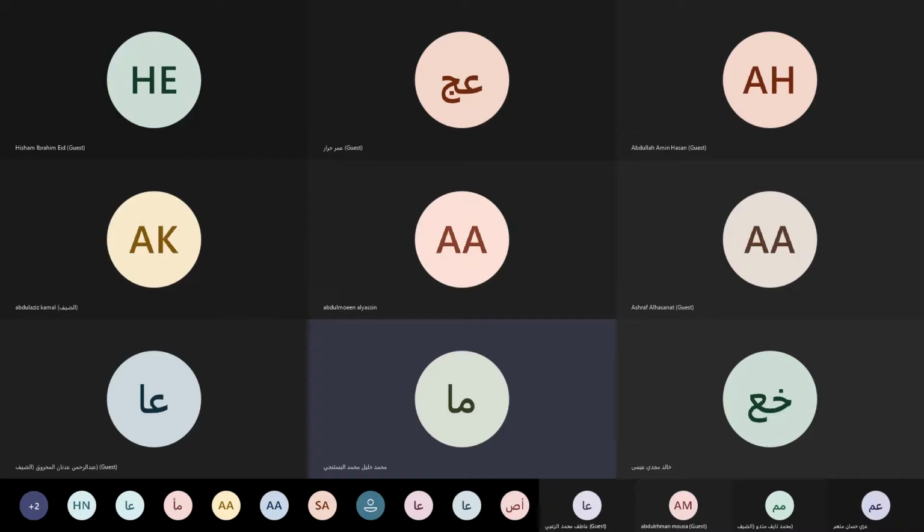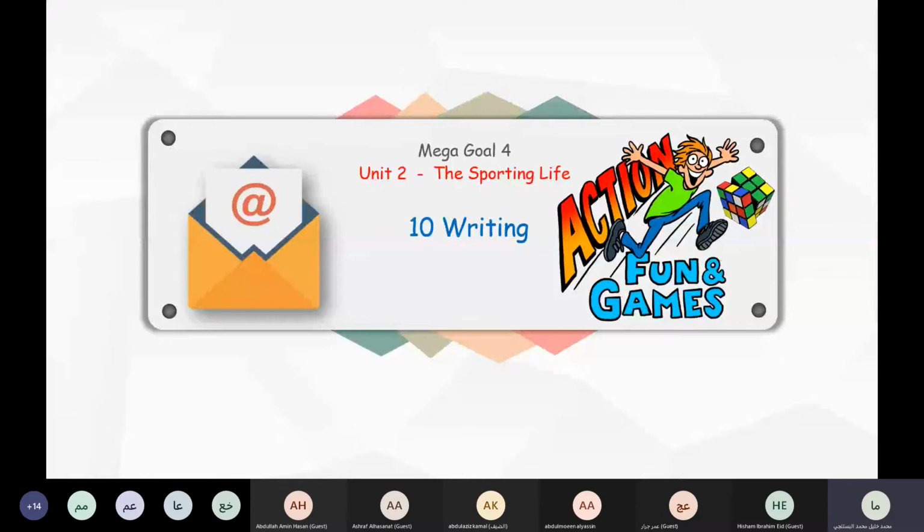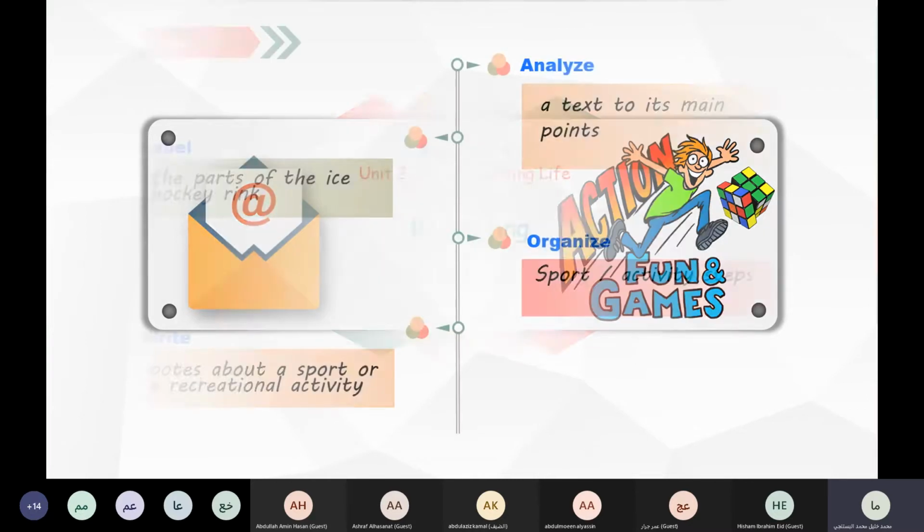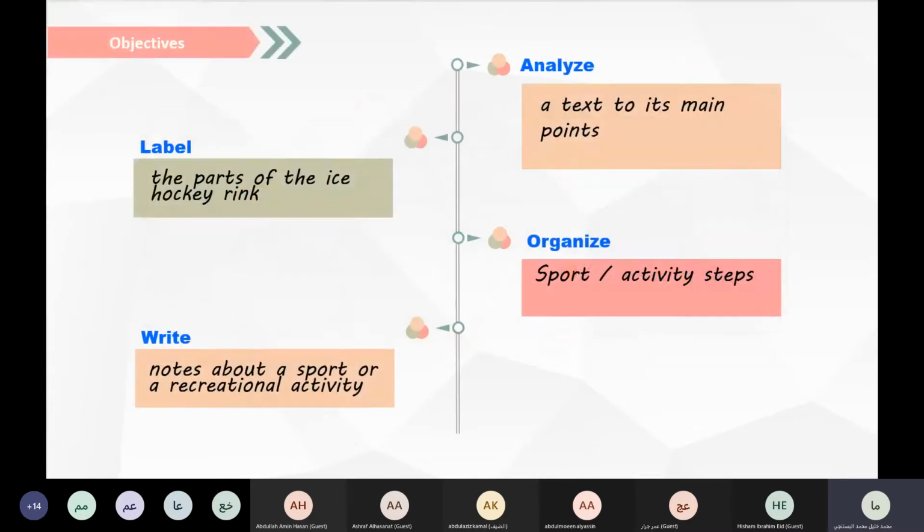Okay, today, Shabab, we are going to start with lesson 10, writing. Would you please open your books on page 28? Page 28, please. As usual, here we have the goals of our lesson, the objectives of the lesson.